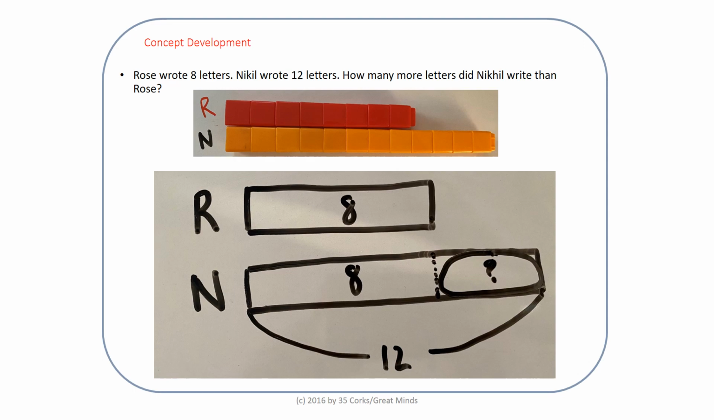So you can count on. If we know that Rose wrote 8 and we count on 4 more, we can get to 12. So then we know there were 4 more letters that Nikhil wrote. You could think about it as 8 plus unknown equals 12 and know that it's 4. Or you can use subtraction. You can take away 8 from 12 and get 4. So if we count on 4 more from 8, we are adding 8 plus 4 equals 12.